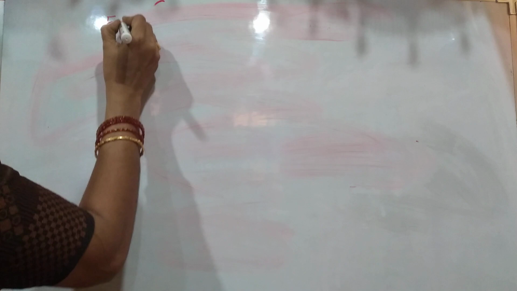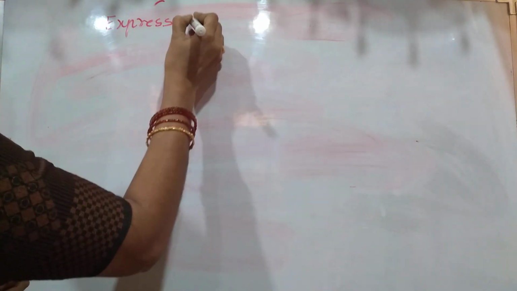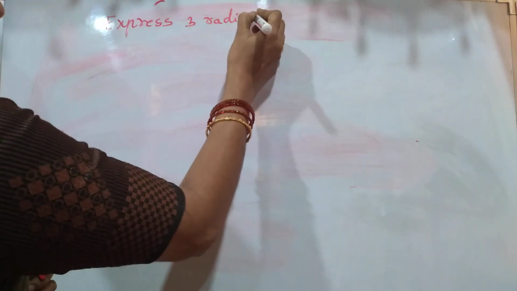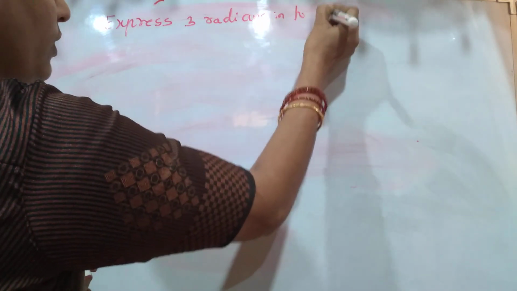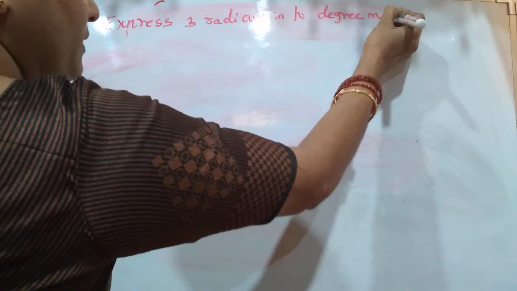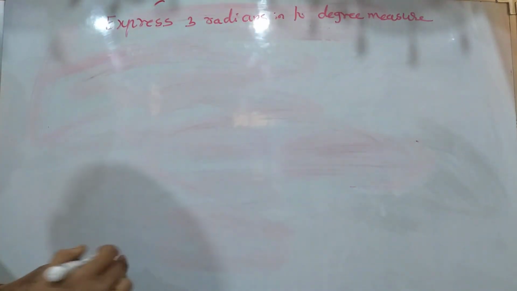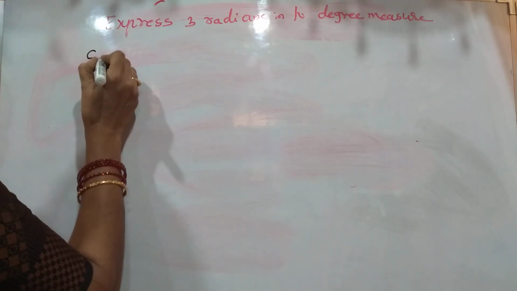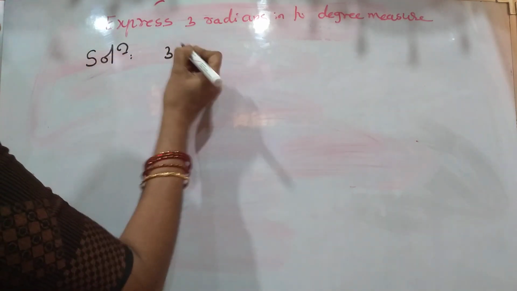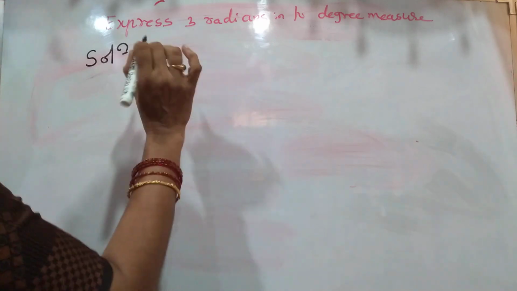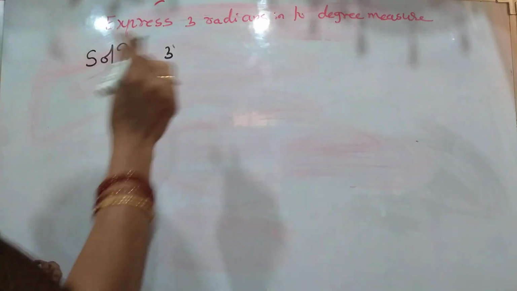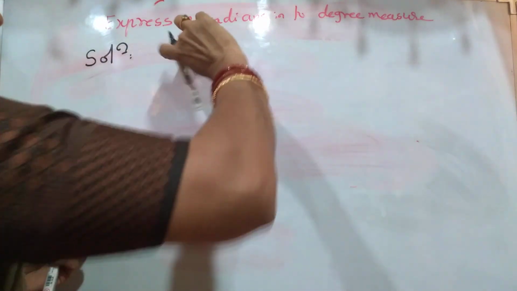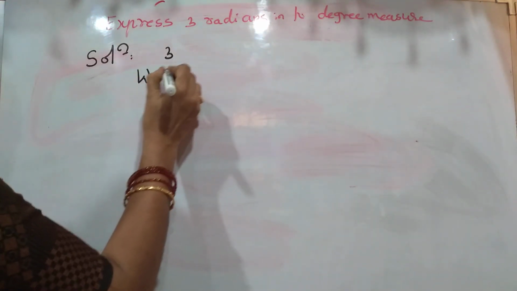Now let me consider one example. Take down. Express 3 radians into degree measure. In the previous examples, there was pi, so it cancelled with 180 upon pi. But here it is 3 radians. No symbol is used, no degree or other mark is used, which means it is understood that it is in terms of radians only.